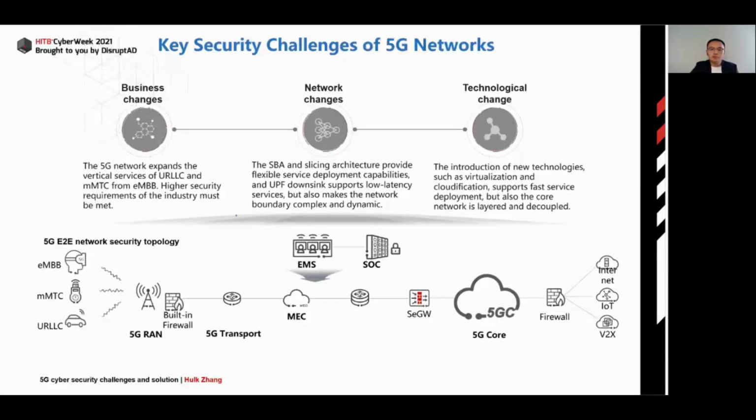And the network changes are actually the new architectures. The new 5G software and network deployment architectures introduce new interfaces and boundaries. The new service-based architecture, SBA, and slice architecture shall adapt to new security requirements, such as SBA-based identity authentication, slice security protection, and multi-slice risk management to prevent attacks.